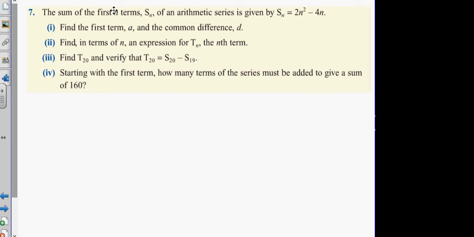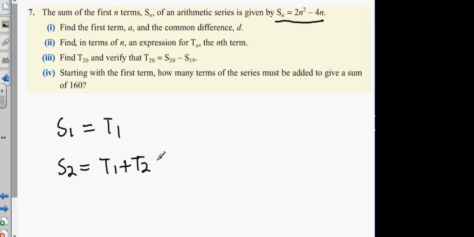The sum of the first n terms, S of n, of an arithmetic series is given by the formula S of n equals 2n squared minus 4n. Find the first term A and the common difference. So once again, what you want to write down is S1 equals T1, S2 equals T1 plus T2. So basically, what you're going to find out first and foremost is what is T1. So replace all n's in this formula with 1.